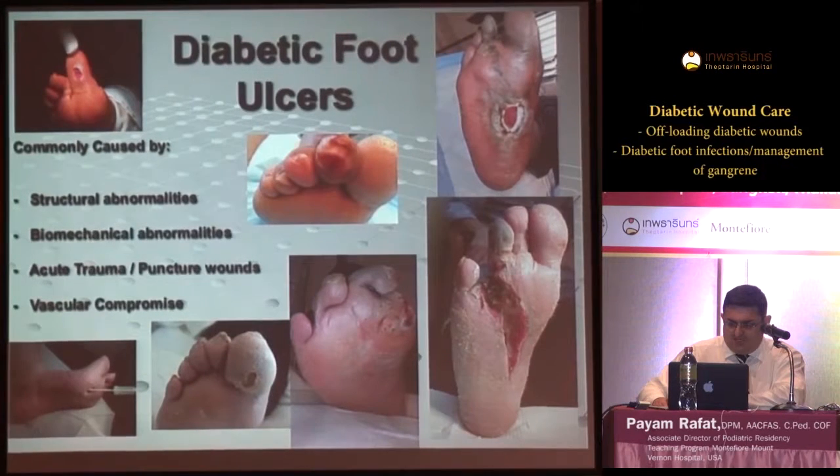So diabetics are high risk for developing these foot ulcers, and common causes may be structural abnormalities, biomechanical abnormalities, could be as a result of acute trauma, puncture wounds, and vascular compromise.